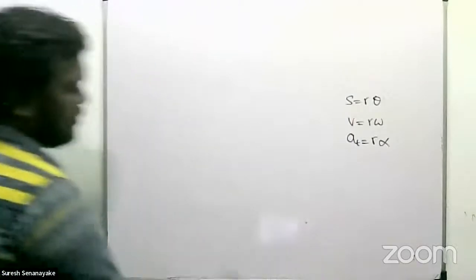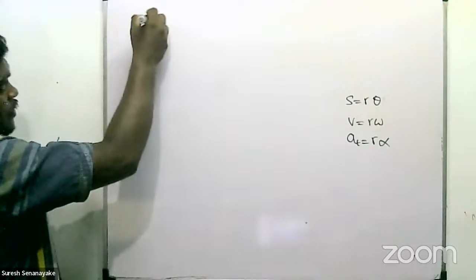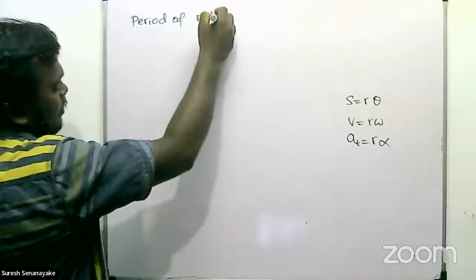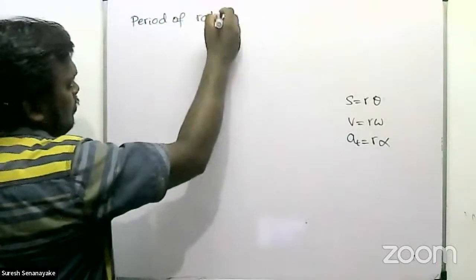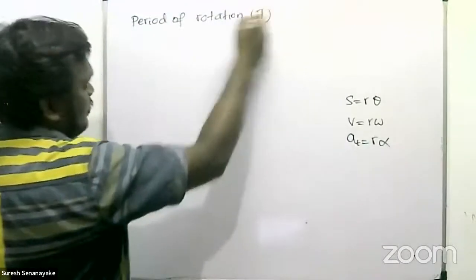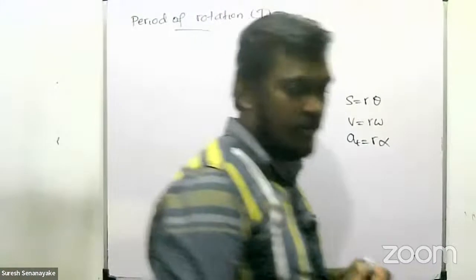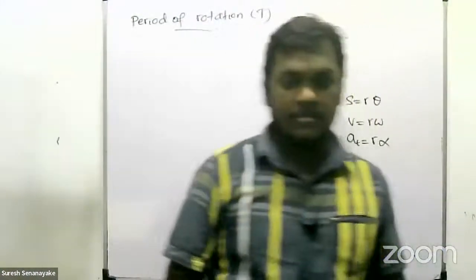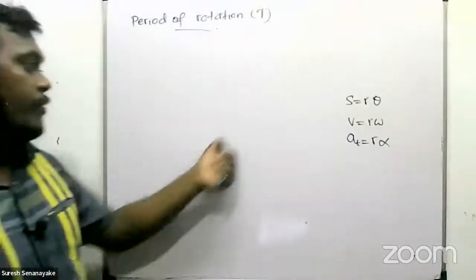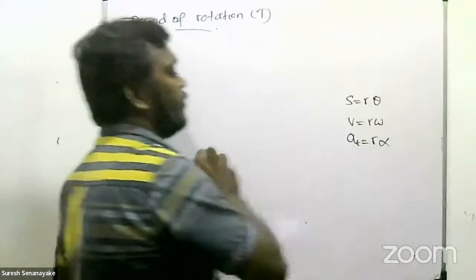Another term is there, the period of rotation, or you can put period of time, capital T. That is the time taken to complete one rotation, one complete circle. How much time is taken to complete it? Let's call it the period of rotation.